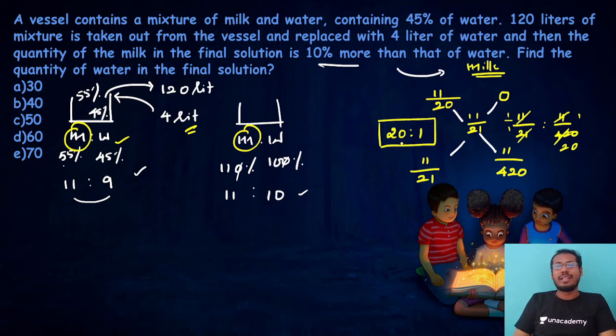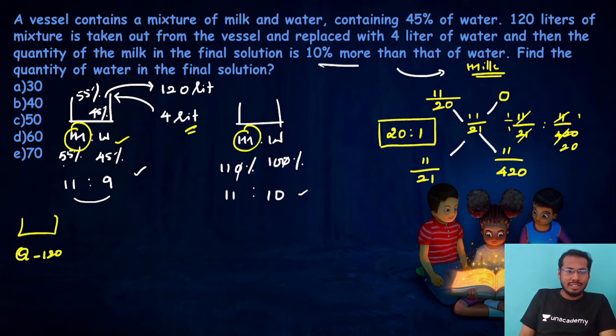Right. Now the question is, find the quantity of water in the final solution. Listen, initially the vessel contains Q. From this Q, I'm going to take out 120 liters. So this part is Q minus 120. And I'm going to add 4 liters of water. That is the second part.